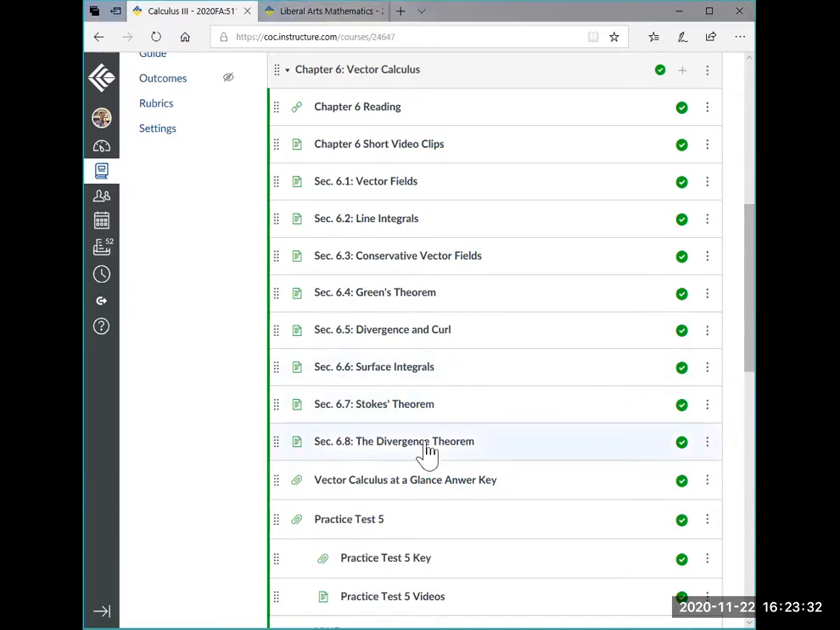All right, so this coming week, what are you doing? Section 6.7, Stokes' theorem, and section 6.8, the divergence theorem. These are not very long, especially 6.8 is rather short. But these are the two of the last theorems that you are learning with people's names attached to it. Well, I mean, that divergence is not a person's name, but these are named theorems.